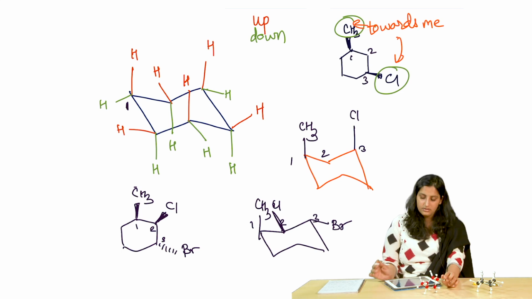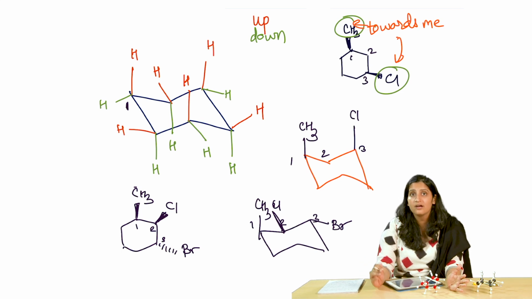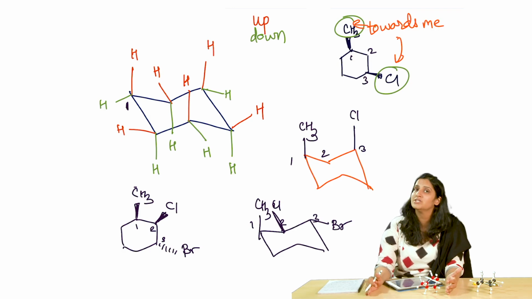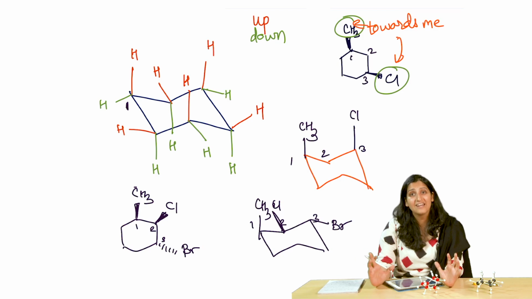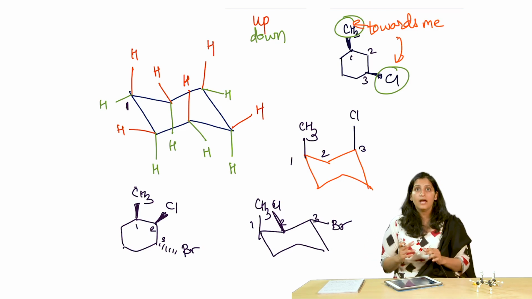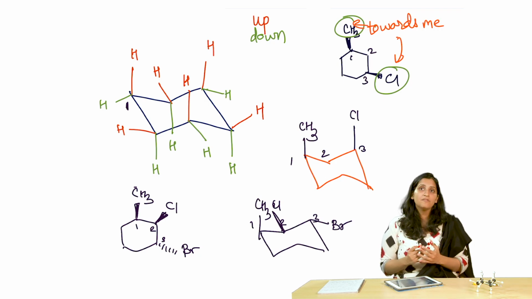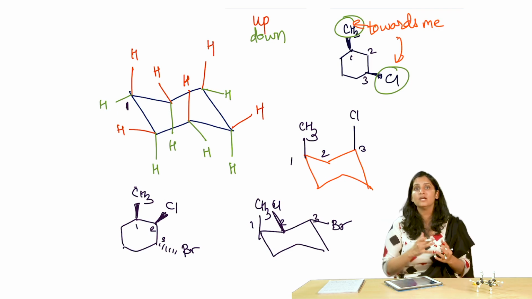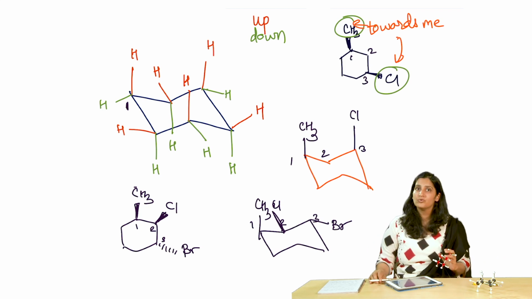So, as you can see, while converting a 2D structure to a 3D chair structure, I did not pay attention to whether it was equatorial or axial, but rather I kept thinking whether it is coming towards me or going away from me, and coming towards me means it is up, going away from me means it is down. More often I see students confused because they try to associate equatorial as up and axial as down or vice versa. Do not get confused.